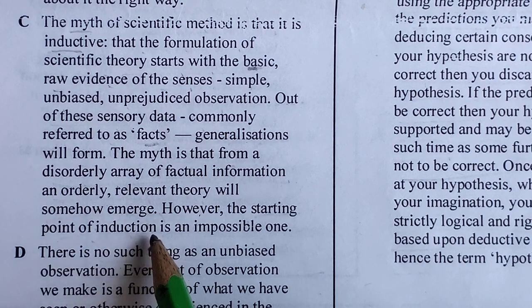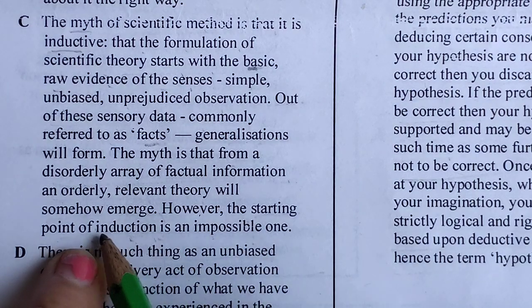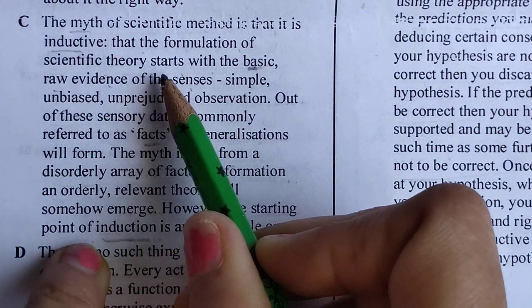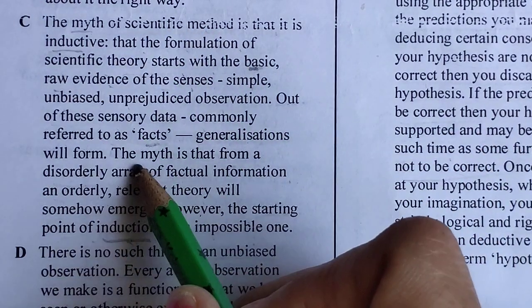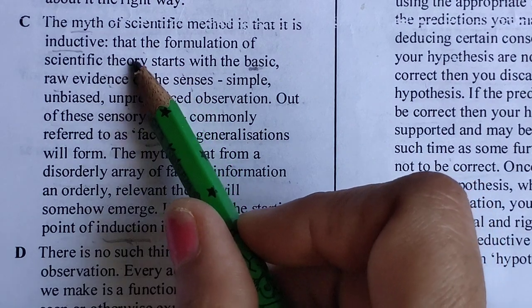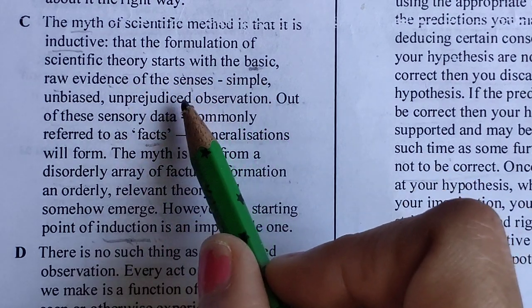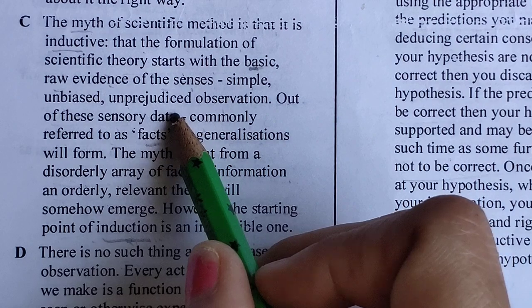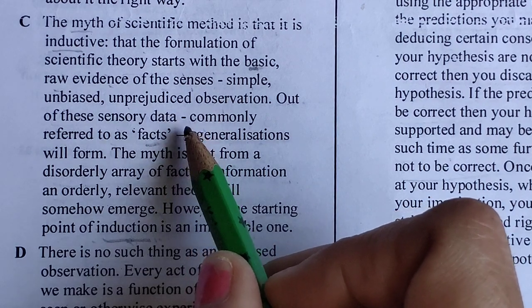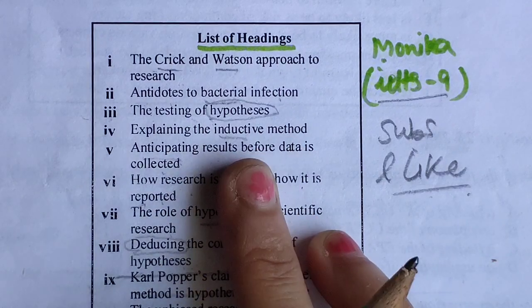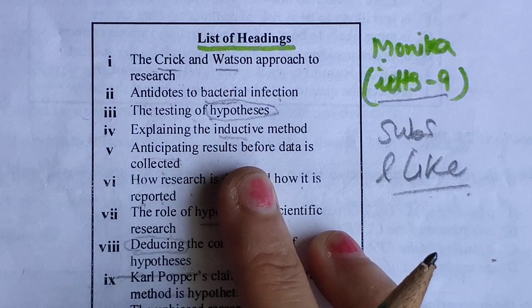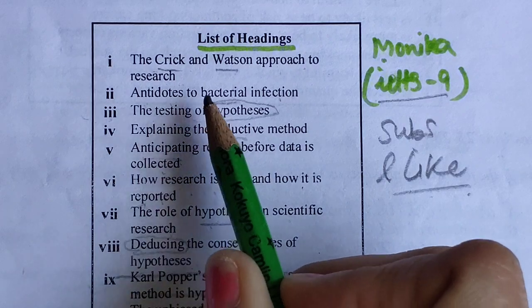However, the starting point of induction is an impossible one. So everywhere, initially also they were talking about inductive, and here also, and how this formulation starts with the basic raw evidence, everything they have given. So let's go to the headings. Now we have read the paragraph. Now we will read all the options one by one.